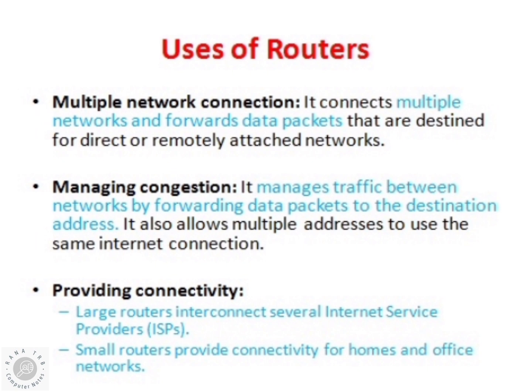the attached network devices, and it can manage congestion. That means it manages the traffic between the networks by forwarding the data packet to the destination address, and it also allows multiple addresses to use the same internet connection and provides the connectivity. That is, a large router will interconnect several ISPs, that is internet service providers, while a small router provides the connectivity for home and office networks.